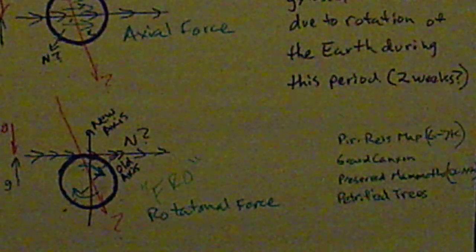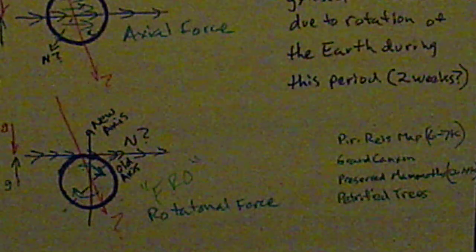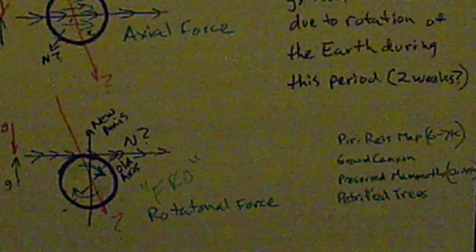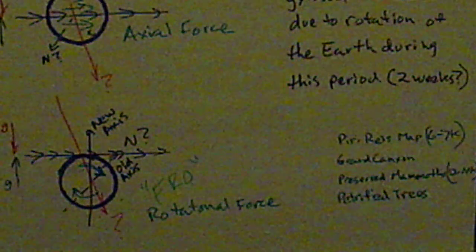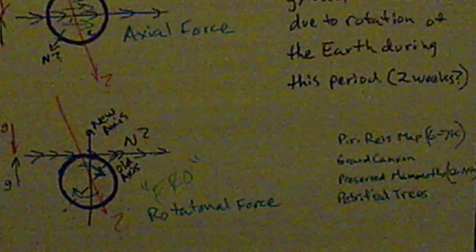Piri Reis especially tells me that there was an Isaiah shift 6,000 to 7,000 years ago, and the preserved mammoth tells me that the one before that was 12,000 to 14,000 years ago.